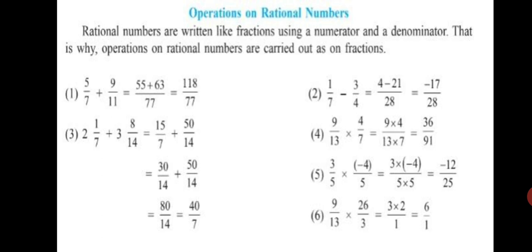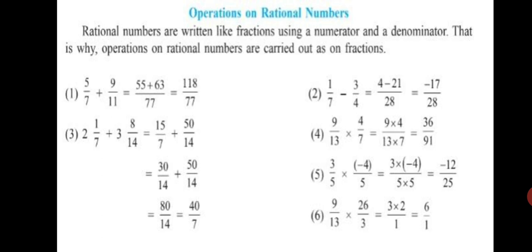The example shows multiplication. In multiplication, we multiply the numerator to numerator and denominator to denominator. So 9 fours are 36, 13 sevens are 91 is your answer, 36 upon 91.